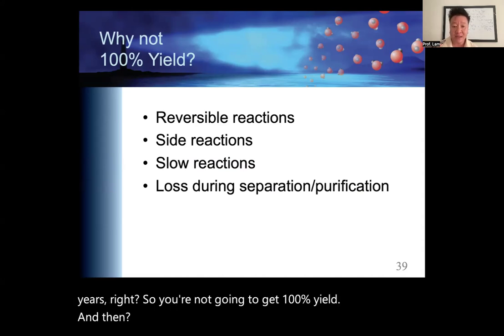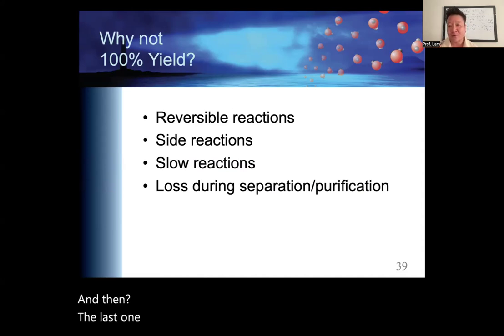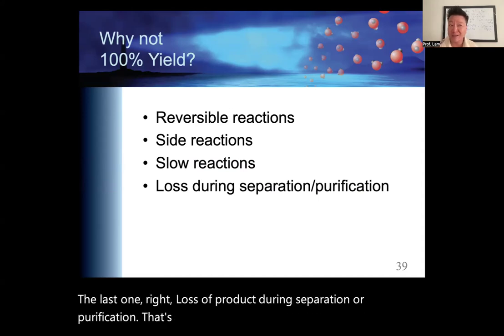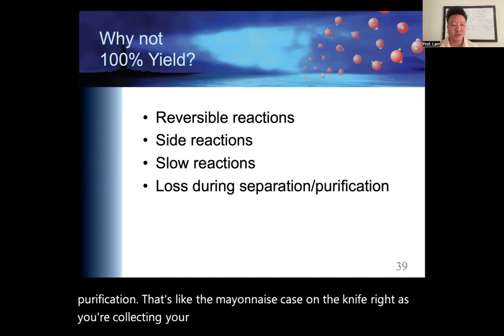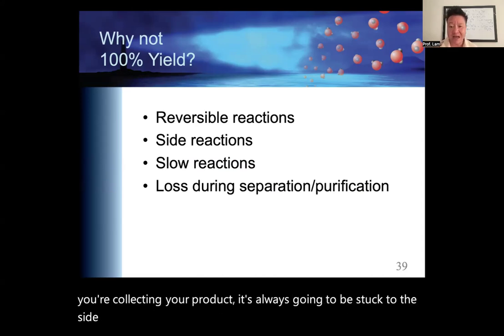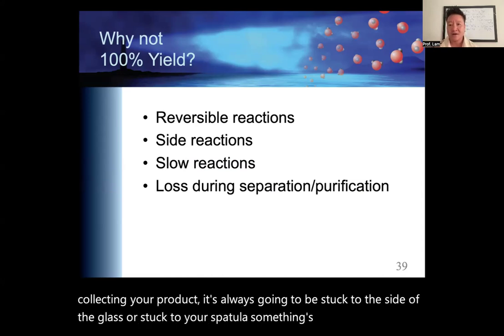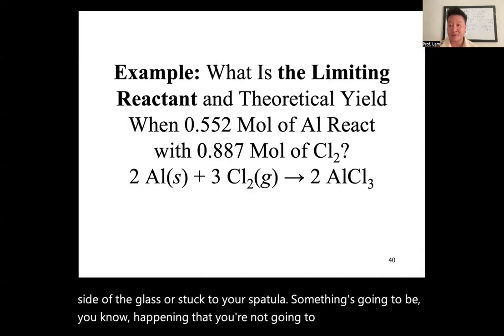And then the last one, right? Loss of product during separation or purification. That's like the mayonnaise case on the knife, right? As you're collecting your product, it's always going to be stuck to the side of the glass or stuck to your spatula. Something's going to happen so that you're not going to get 100% of your product.